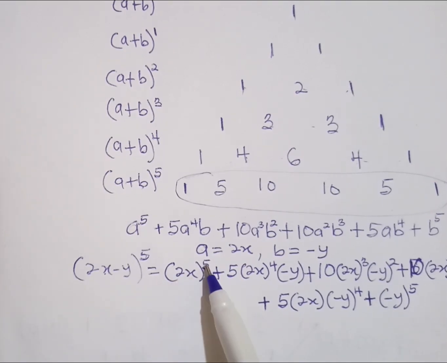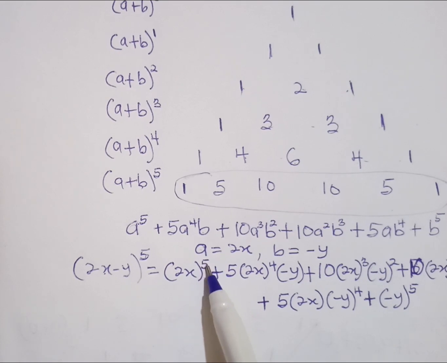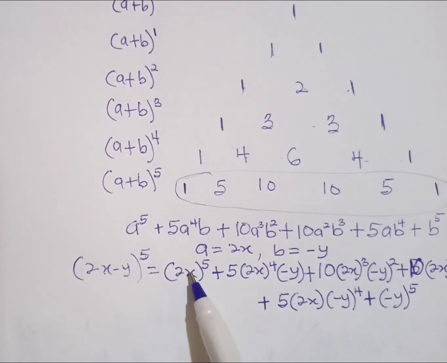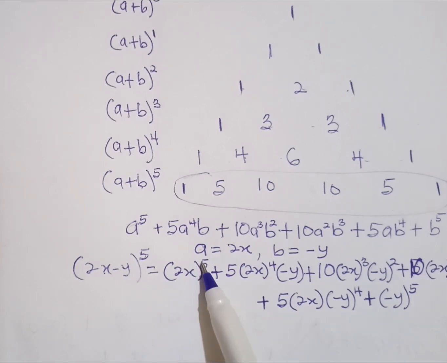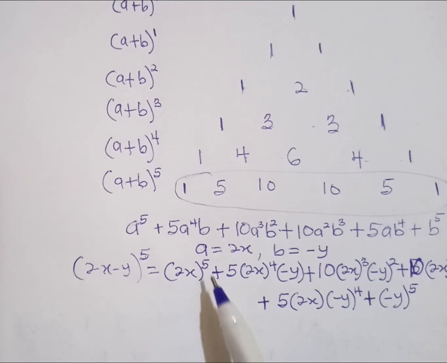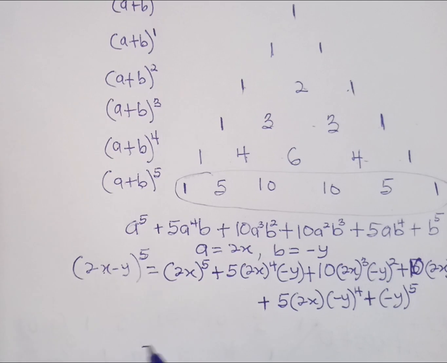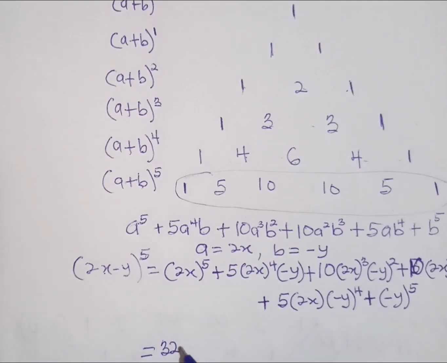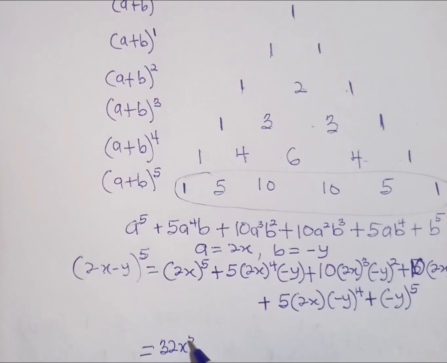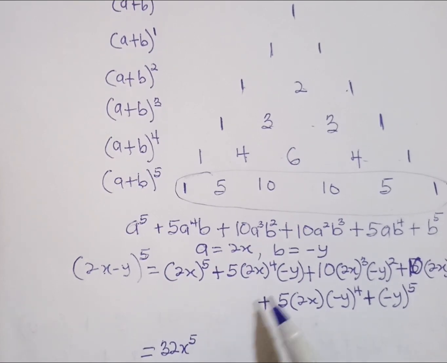So it means that the exponent 5 is affecting 2 at the same time affecting x. So it means the 2 will take the exponent 5. Have you gotten that? So if I say 2 exponent 5, what will I get? So 2 exponent 5 will give me what? 32, and then x exponent what? 5. So I have my 5 here.